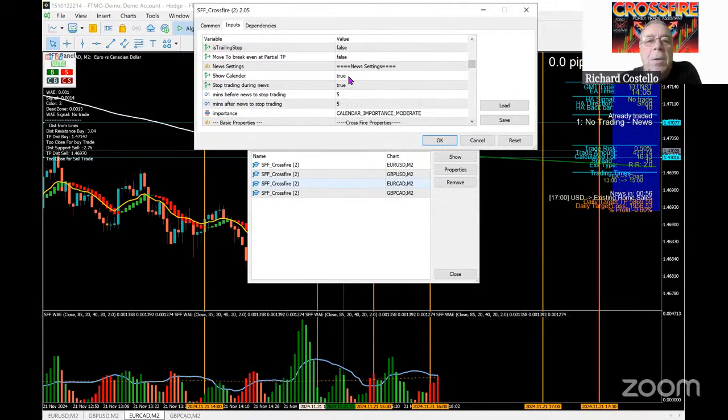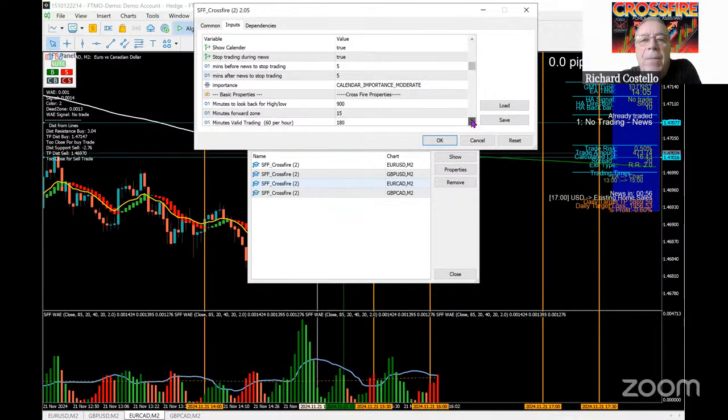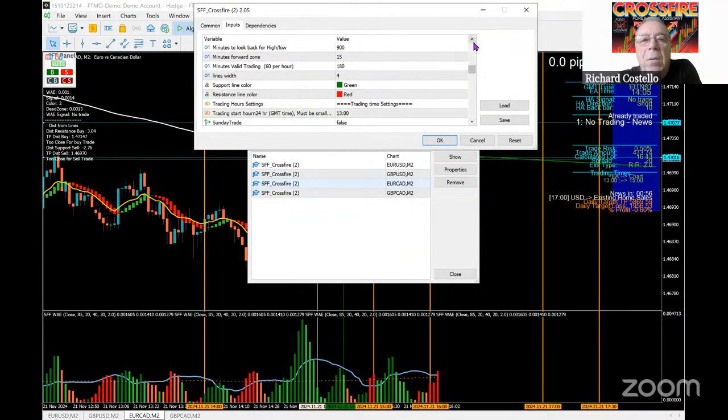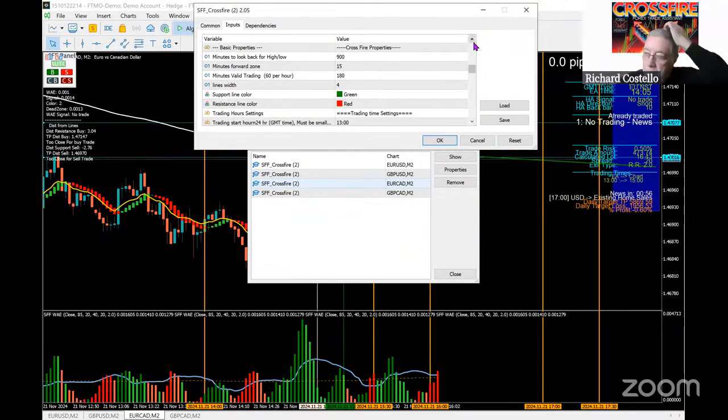Your calendar, it's come back to true. Anyway, I would recommend you have the calendar showing. I would recommend that you stop trading for a certain period before and after. I've chosen 5 minutes and I've chosen moderate. These are the Crossfire properties, and it may be slightly different to the ones you've got.